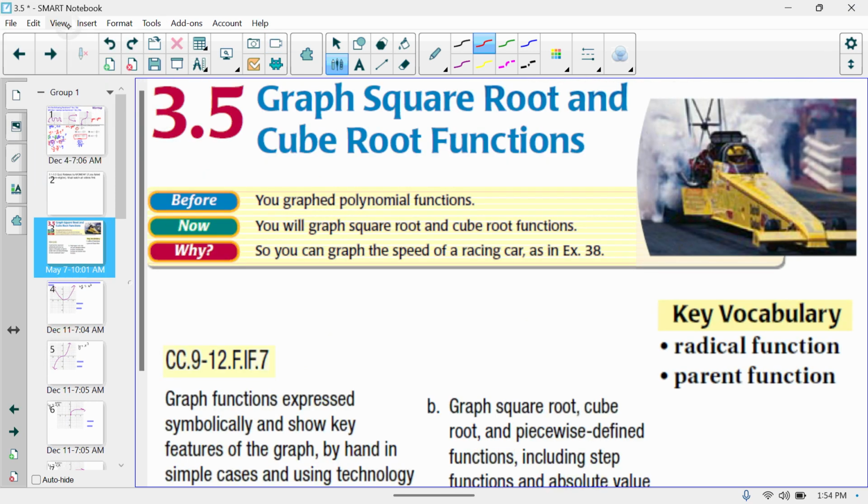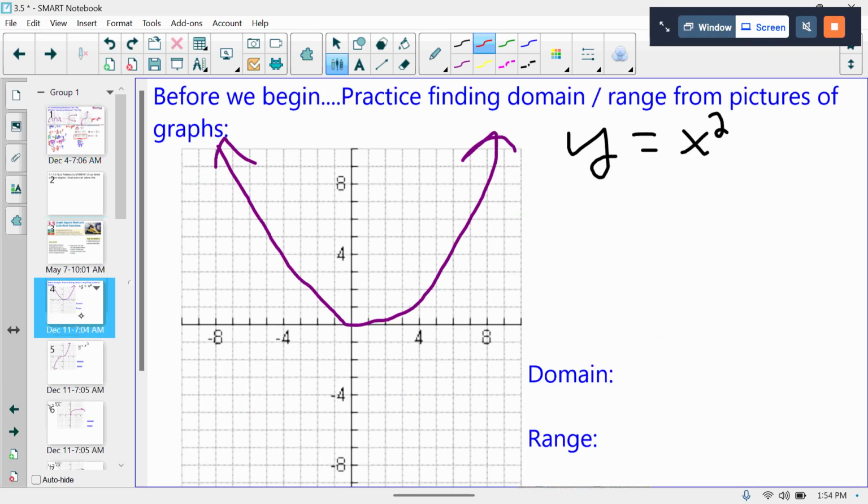All right, we're getting into 3.5 today, which is about graphing square root and cube root functions. So before we can get into that, we need to review domain and range real quick. We've already reviewed domain a little bit in this chapter. So remind yourself, domain means the x values that are allowed in a function. Range means the y values that appear or are allowed in a function.